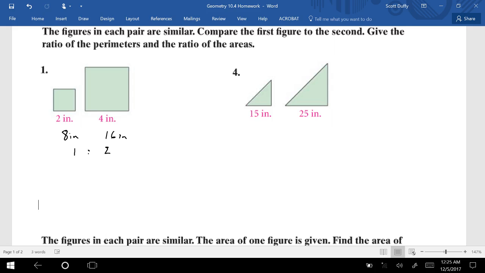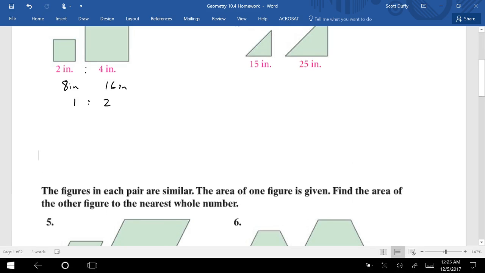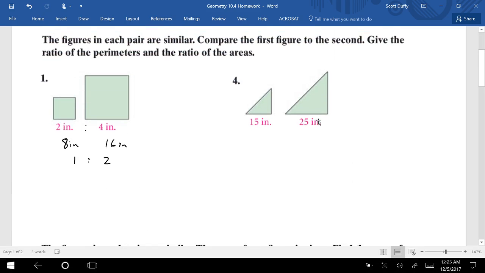It would be the same thing if we just took one side, because that's what we had when we did 2 to 4. It's still 1 to 2. So really, I didn't even have to find that. And that is my ratio of the perimeters. So perimeter is 1 to 2.